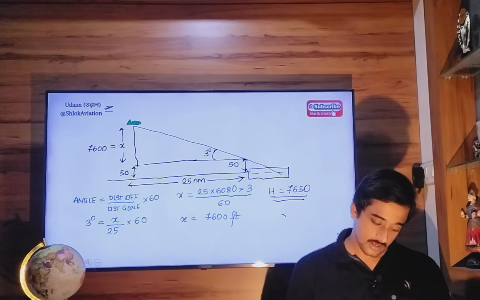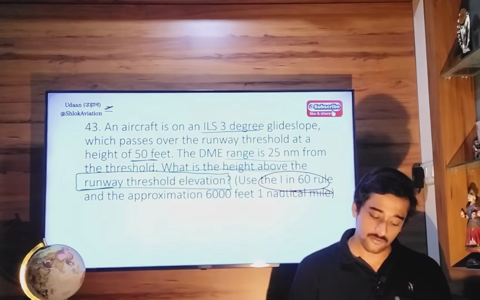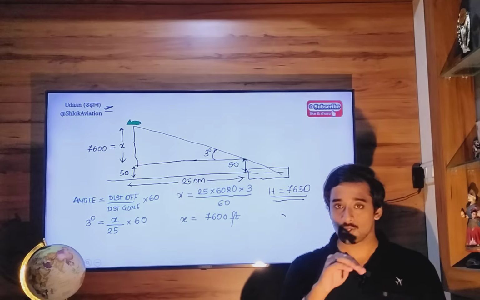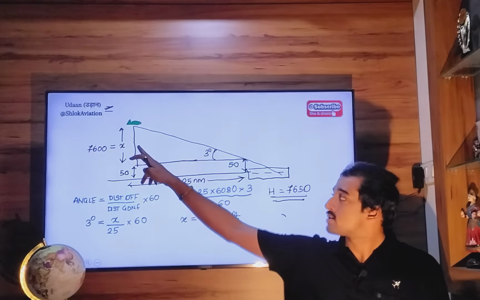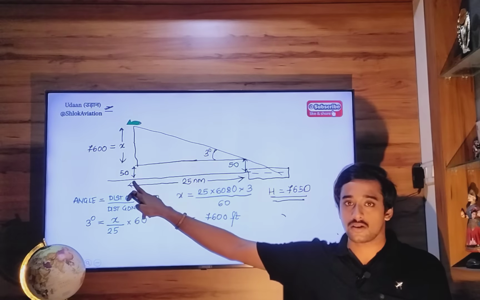Okay, so what is the height above the runway threshold elevation? So the threshold is on the ground surface. So this height plus this 50 feet height.